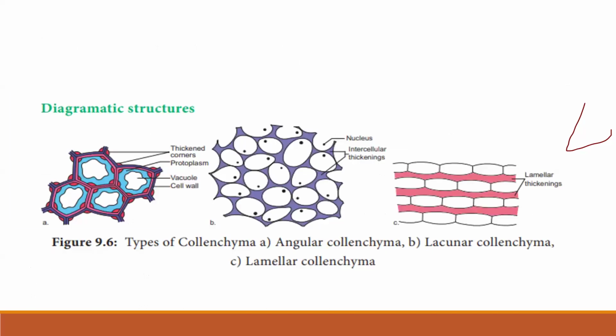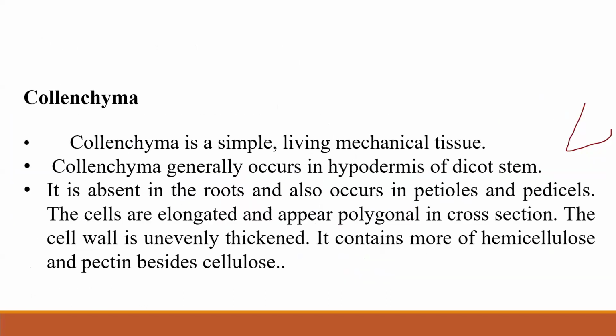Okay. So the main points in parenchyma: it is also a simple living mechanical tissue, and generally this parenchyma occurs in the hypodermis of dicot stem, and it is absent in roots. Here the cells are polygonal in cross section. And the cell wall is made up of hemicellulose and pectin along with a small amount of cellulose. The main point is they are unevenly thickened.